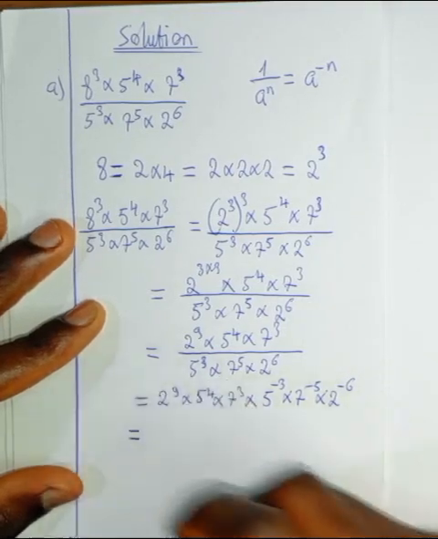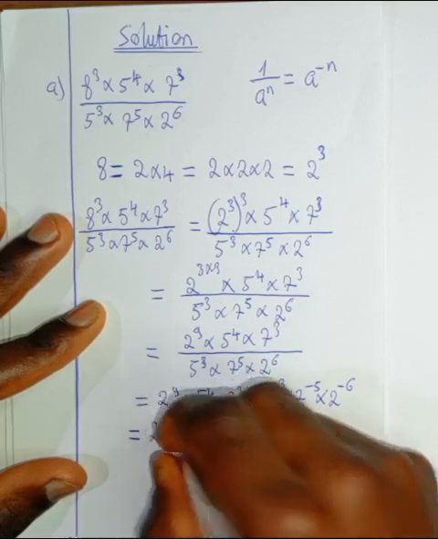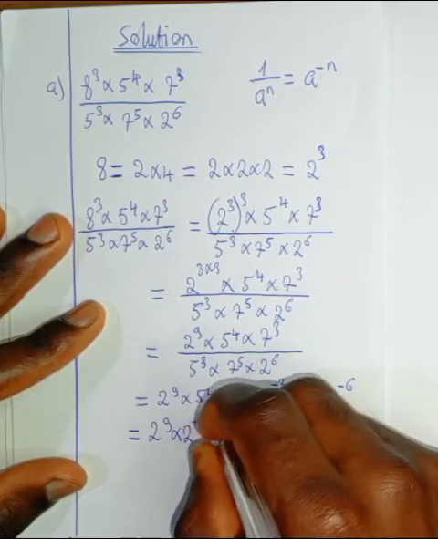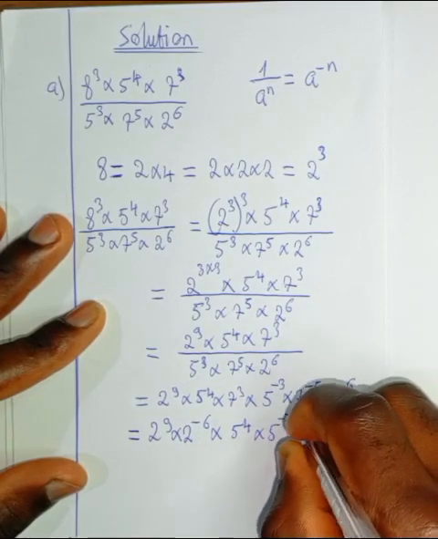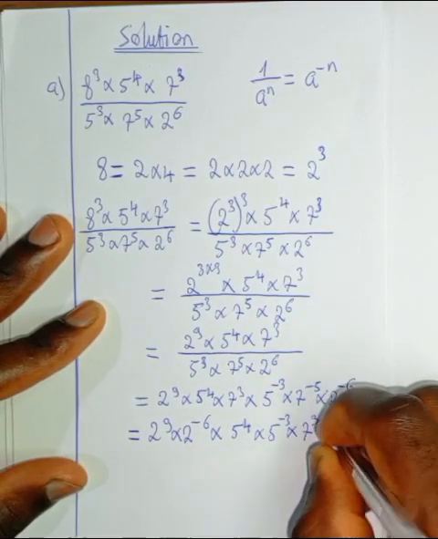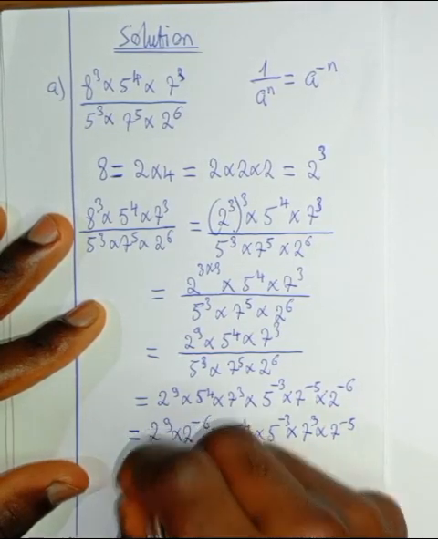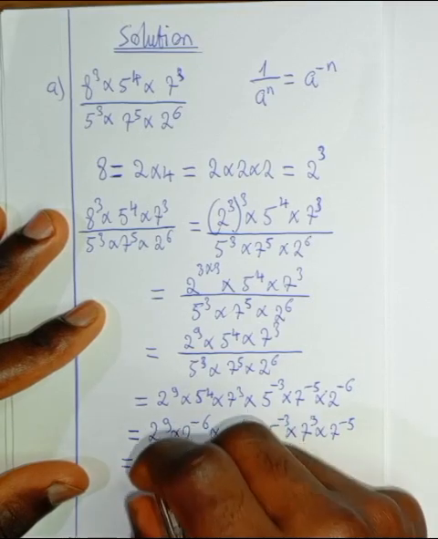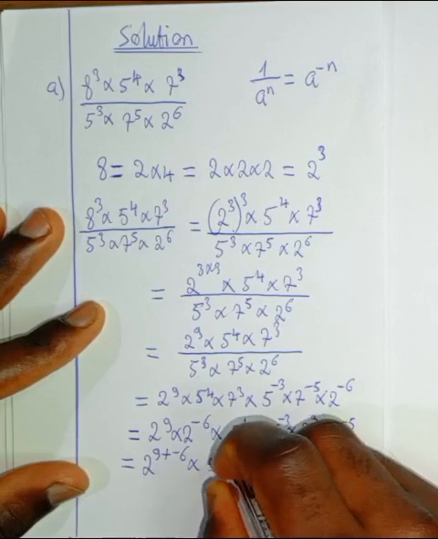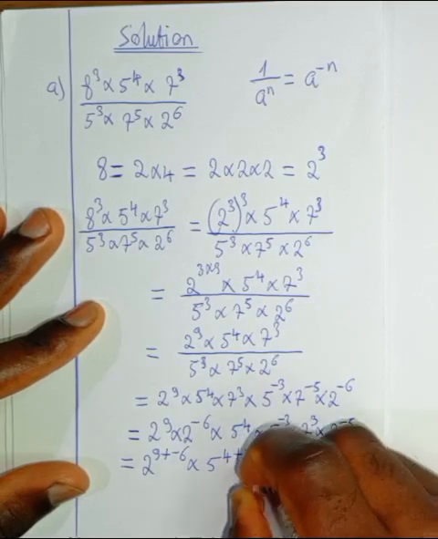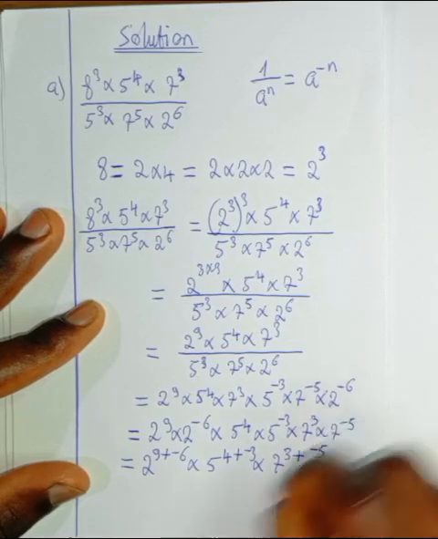This will simply be equal to, we are going to bring the numbers with the same base together. 2 raised to the power 9 times 2 raised to the power negative 6 times 5 raised to the power 4 times 5 raised to the power negative 3 times 7 raised to the power 3 times 7 raised to the power negative 5. This will simply be equal to 2 raised to the power, we are going to add the powers, 9 plus negative 6 times 5 raised to the power 4 plus negative 3 times 7 raised to the power 3 plus negative 5.